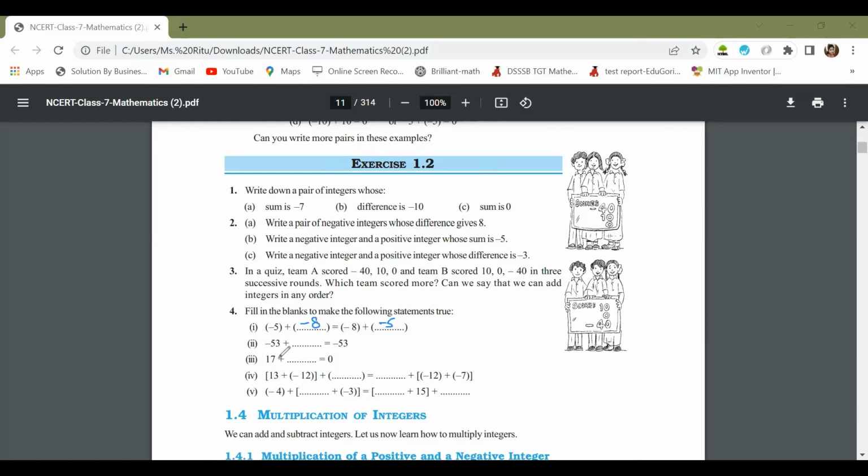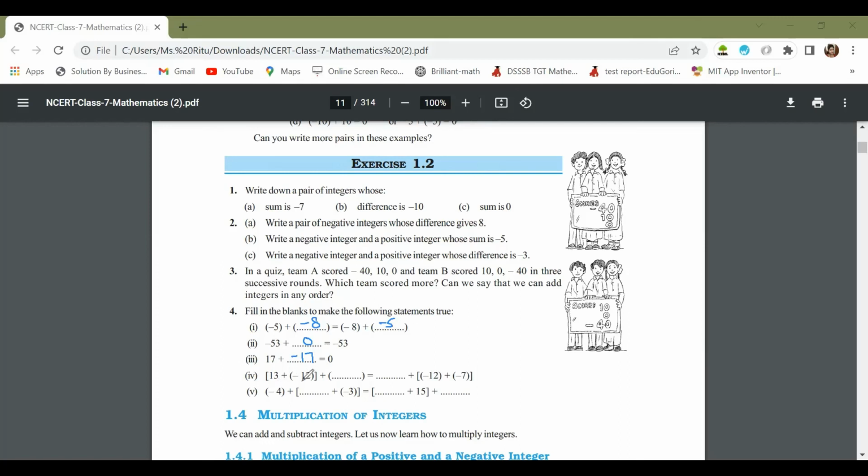Now the second part, what we will add in this number so that we'll get the number itself. So in this case, we'll add 0. Number plus 0 gives us the number itself. 17 plus dash gives us 0. This is additive inverse. 17 में क्या add करे कि 0 आ जाए? It's additive inverse, that is minus 17.